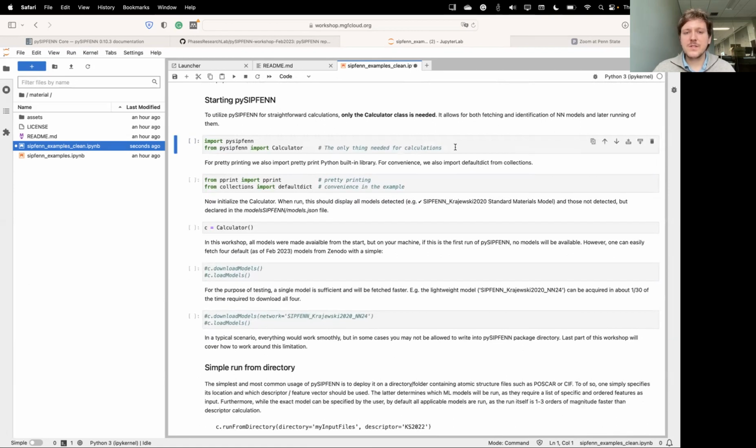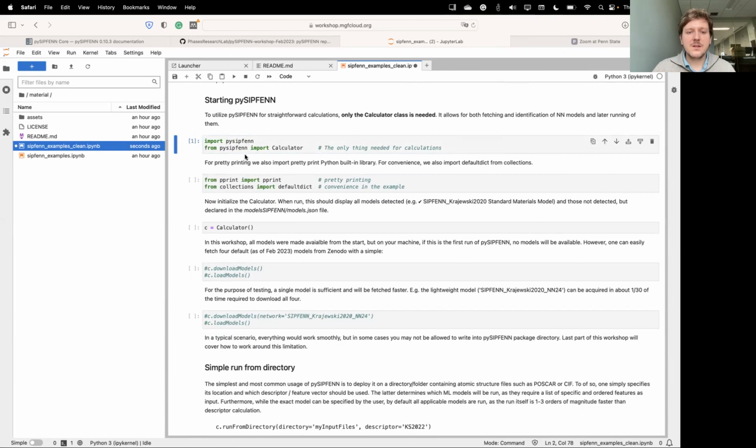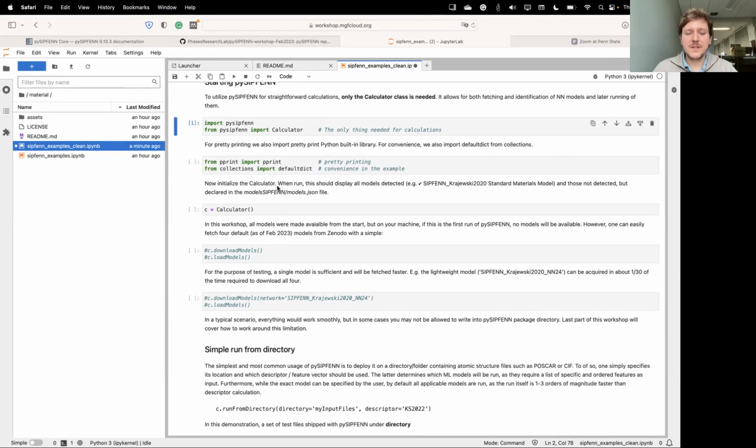To do so, you first have to import PySIPFENN and the PySIPFENN Calculator class. In order to run a cell in Jupyter, you click on it and then press Shift Return. Now we can see that it was executed because the number changed from an empty bracket to 1. Then we also want to import some additional functions, which are going to help us run everything. These are not critical, but I like the one that prints things nicely so we can see your results in a cleaner fashion. The collections, or the defaultdict, are useful in one of the examples. So we run them as well.